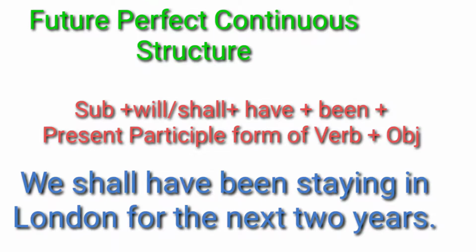Now, the last tense form is future perfect continuous tense. What is its structure? Subject plus will or shall plus have plus been plus present participle form of verb plus object. If you take the example, we shall have been staying in London for the next 2 years.